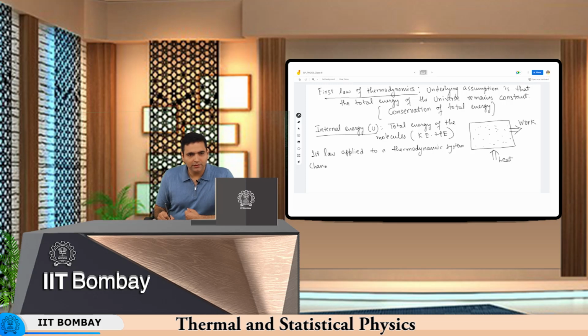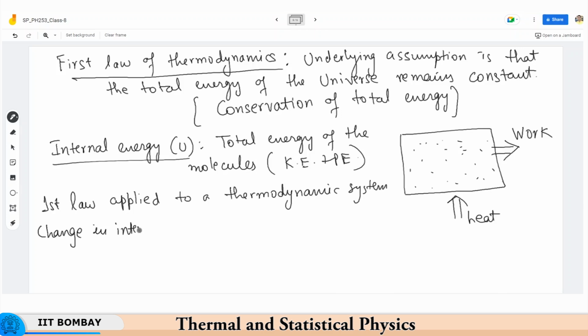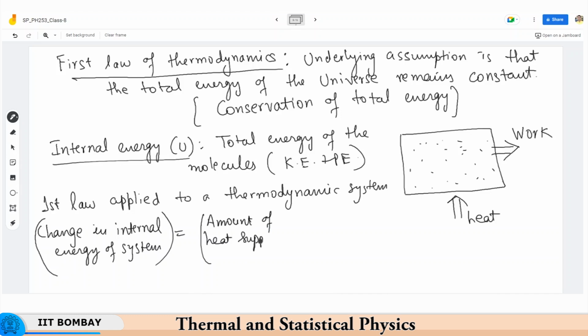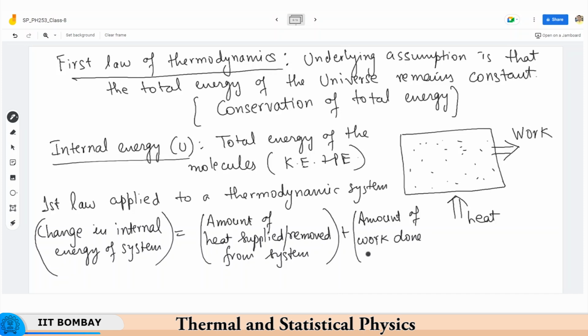So the first law statement when applied to this looks like this. The change in internal energy of the system is equal to the amount of heat supplied or removed, it can be anything, from the system, plus the amount of work done by or on the system, okay.